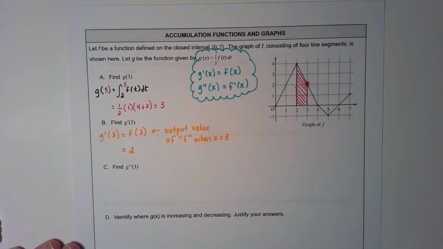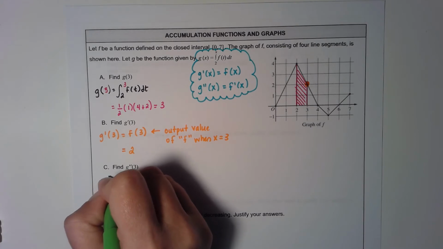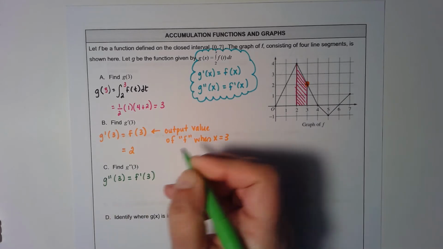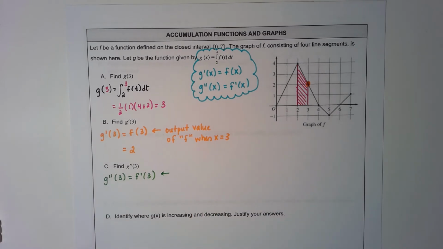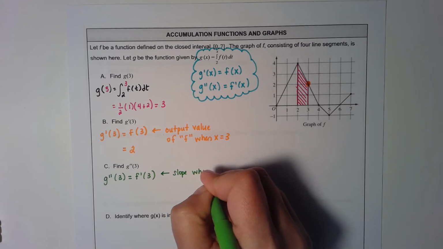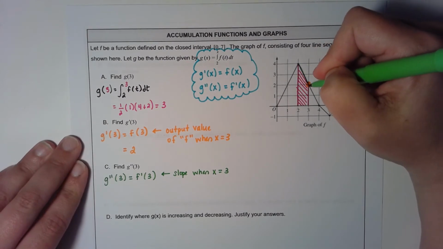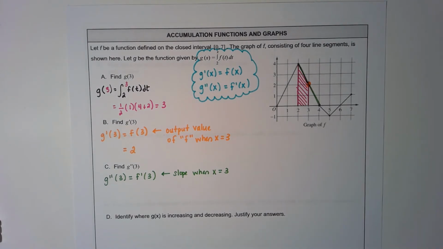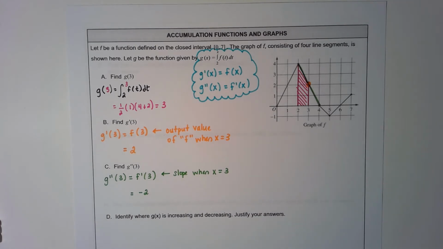And last but not least, g double prime of 3. Again, remember we wrote down those functions. That's going to be very helpful here. So g double prime of 3 is equal to f prime of 3, because g double prime is f prime. f prime of 3 means the derivative of f. So it's the slope when x is equal to 3. Now on this graph, the number 3 is on this line segment that's part of the graph, and the slope of that line segment can be found by doing rise over run. In this case, it would be negative 2 over 1. So my answer would just be negative 2.